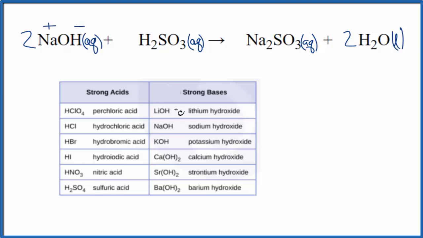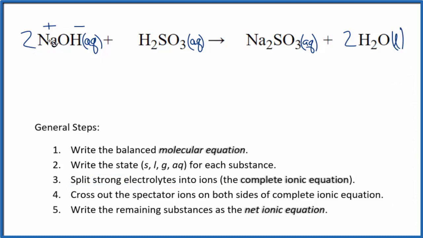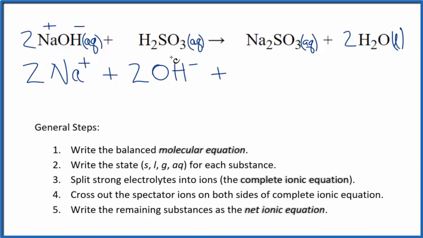For the sulfurous acid, we don't see that. We see sulfuric acid, but not sulfurous acid on our list of common strong acids. So this is going to be a weak acid. It's not going to dissociate, so we're not going to split it apart. So we have 2 sodium ions, and I won't write the states right now. Let's write those at the end. Plus 2 hydroxide ions. And then for the sulfurous acid, that's a weak acid. It's a weak electrolyte. We're not going to split it apart. We're going to keep it together in our net ionic equation. And those are the reactants.